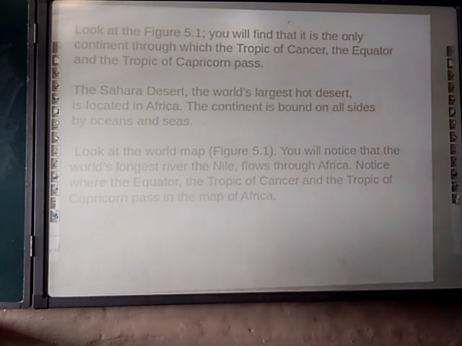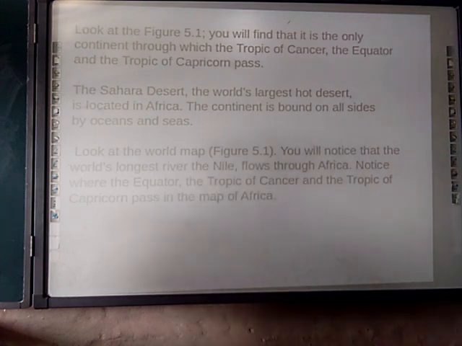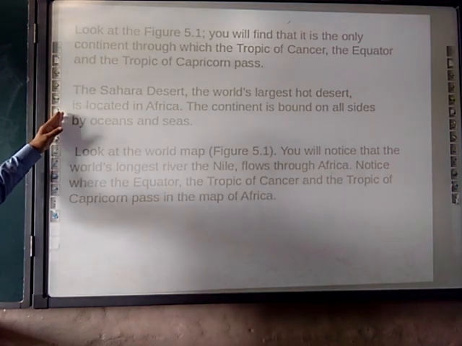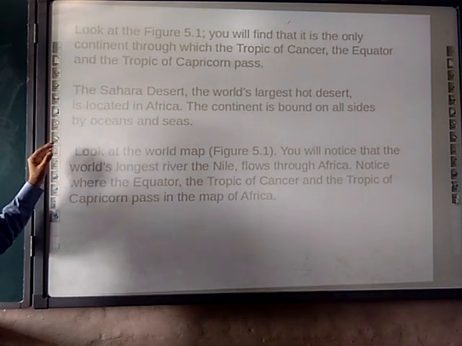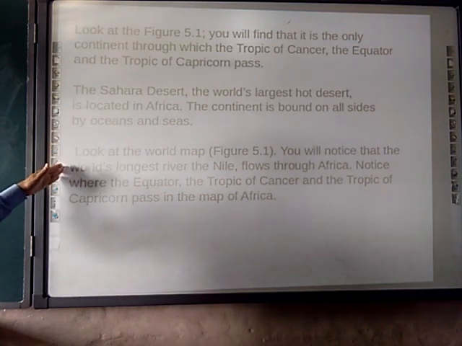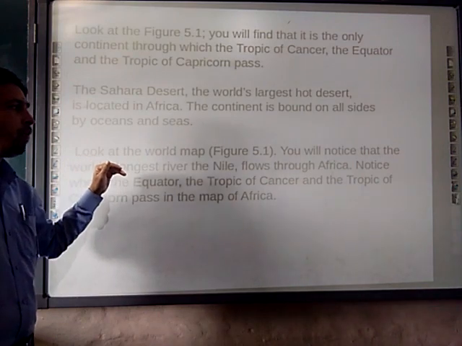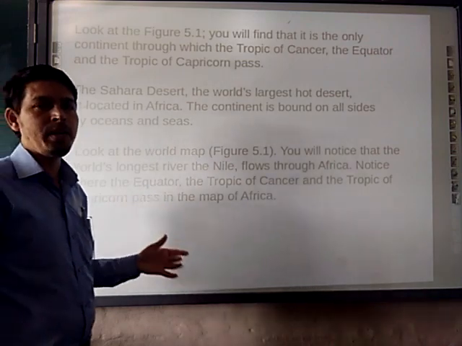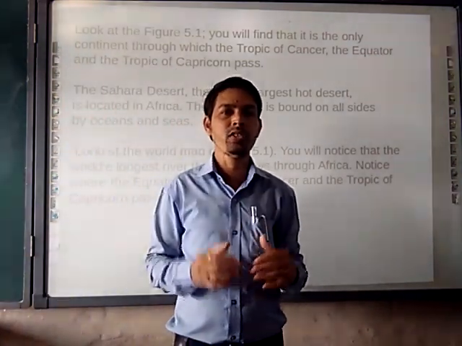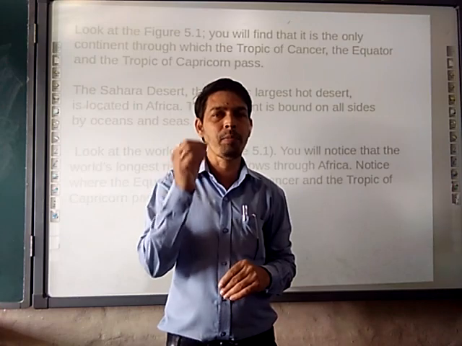You will find, when you observe figure number 5.1 again, the continent through which the Tropic of Cancer, the equator and the Tropic of Capricorn pass. The Sahara Desert, the world's largest hot desert, is located in Africa. The continent is bound on all sides by oceans and seas. Again, by seeing the map, you will identify the longest river, the Nile, flowing through Africa. Notice where the equator and tropics are. This is the map work. By reading the map, you can locate and label the particular thing with the help of your pencil.